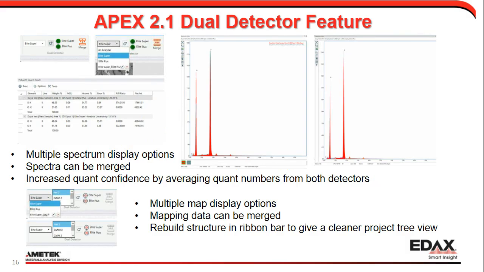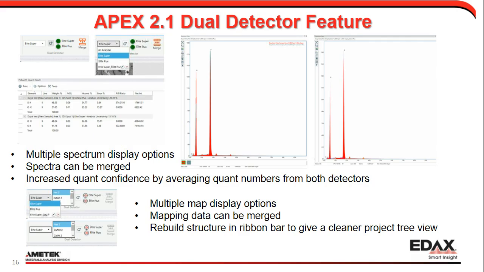For spectra collection, there are multiple display options. Quant numbers from dual detectors can be displayed together. By selecting detector signals from the ribbon bar, you can display the spectrum from either detector or overlay spectra from the 2 detectors. In the spectrum window on the left, the red solid spectrum is from 1 detector, and the outline spectrum is from the other detector.